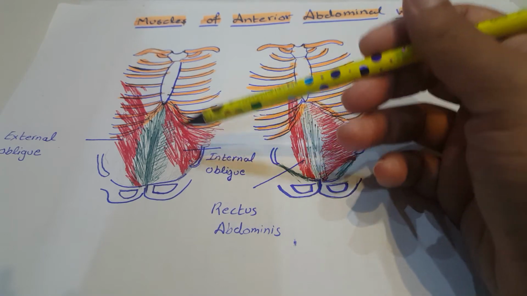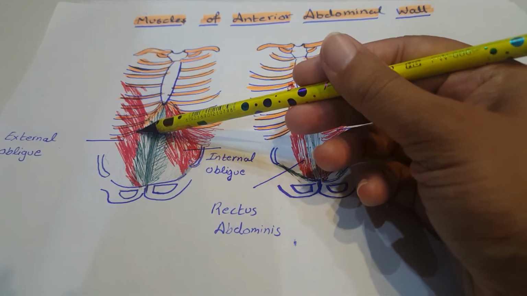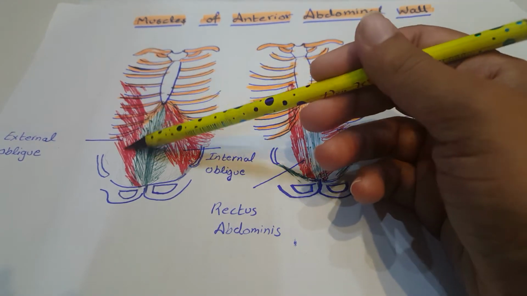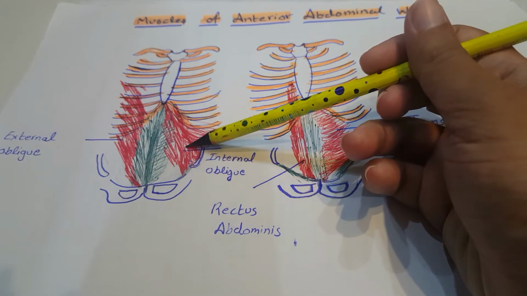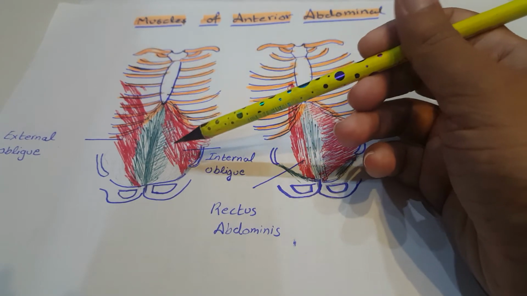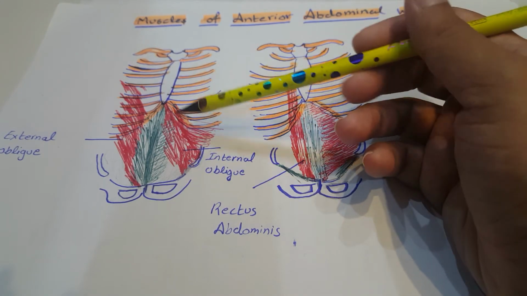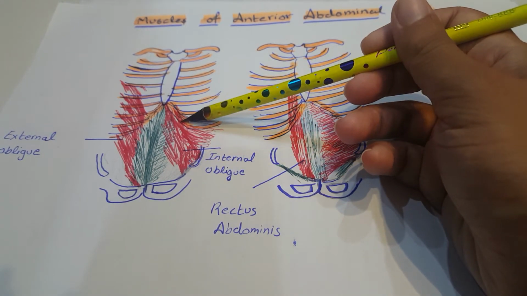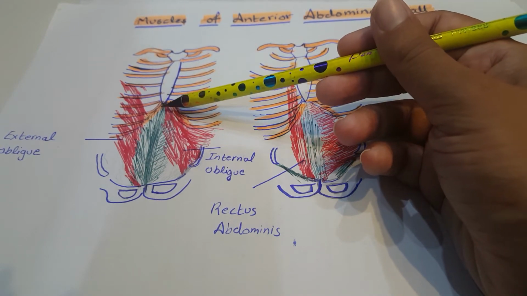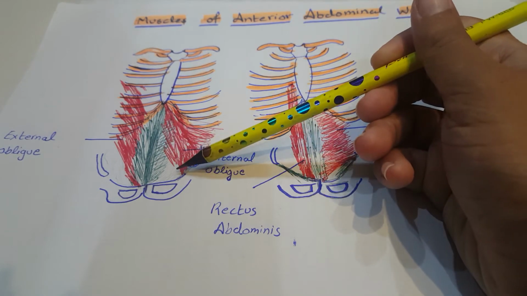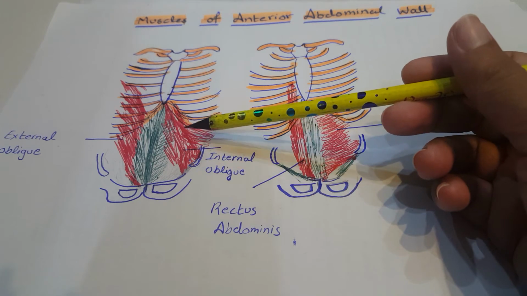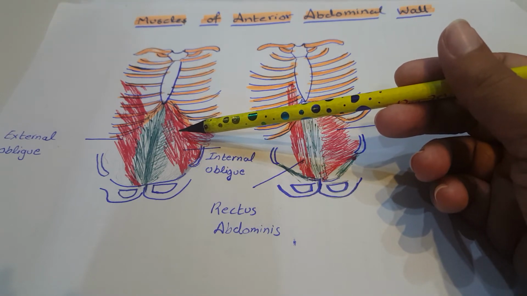These muscle fibers are present at right angle to the muscle fibers of the external oblique muscle. So external oblique muscle fibers were directed downward, forward, medially, and internal oblique muscle fibers are directed upward, forward, and medially. And finally, internal oblique muscle fibers are inserted over the lower 3 to 4 costal cartilages, 7, 8, 9 costal cartilage, xiphoid process, linea alba, as well as pectineal line of the pubis bone. Internal oblique muscle is innervated by lower 6 thoracic nerve and first lumbar nerve.